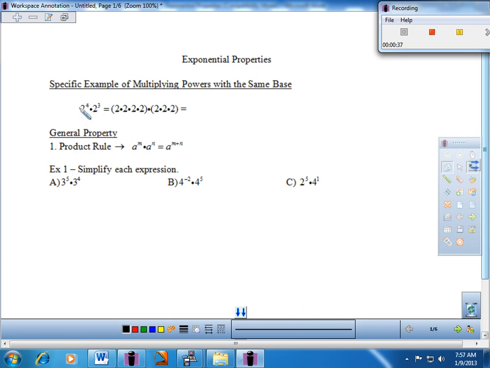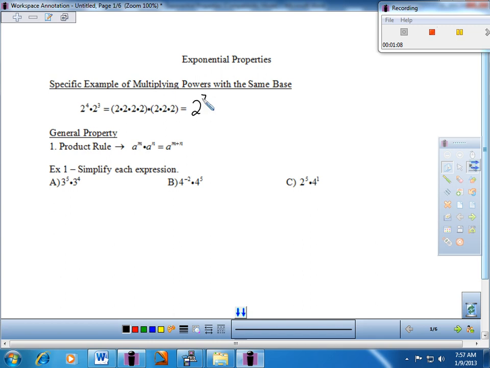2 to the 4th, of course, we all know means 2 times 2 times 2 times 2. There's 2 to the 4th. Here's the times right in the middle, and there it is in the expanded version. And then 2 to the 3rd, of course, is 2 times 2 times 2. And as you can see, basically I have 7 factors of 2 multiplied together, all multiplication, all the same base, and so we can write that as a power as 2 to the 7th.